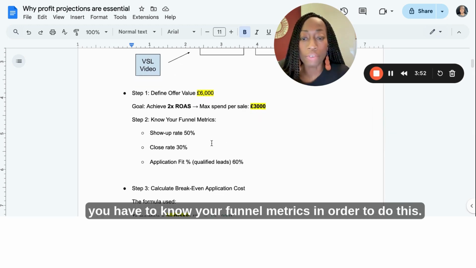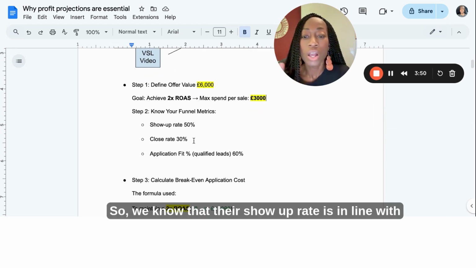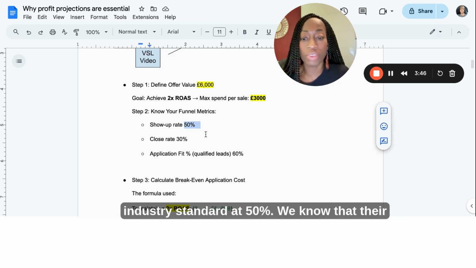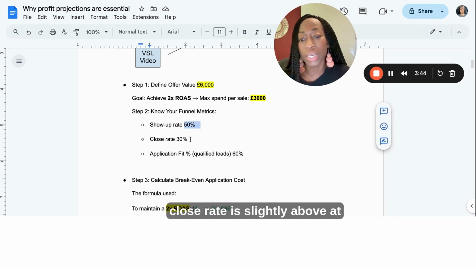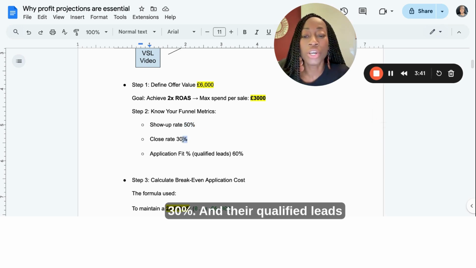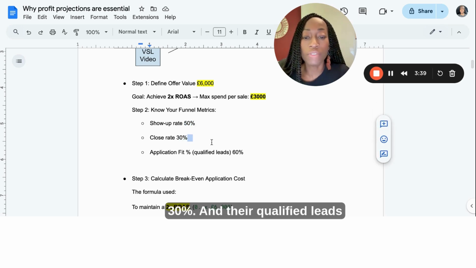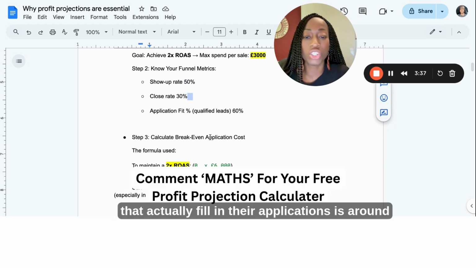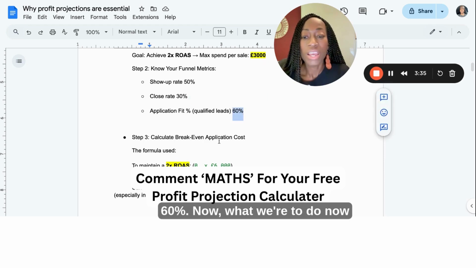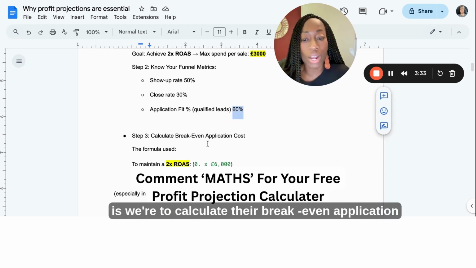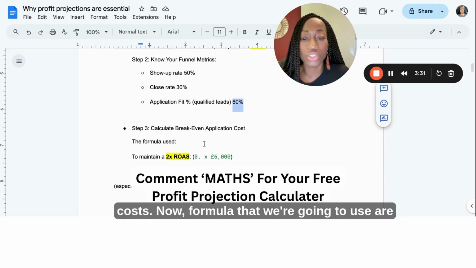Now, you have to know your funnel metrics in order to do this. So we know that their show up rate is in line with the industry standard at 50%. We know that their close rate is slightly above at 30%, and their qualified leads that actually fill in their applications is around 60%. Now, what we're going to do now is we're going to calculate their break-even application costs.